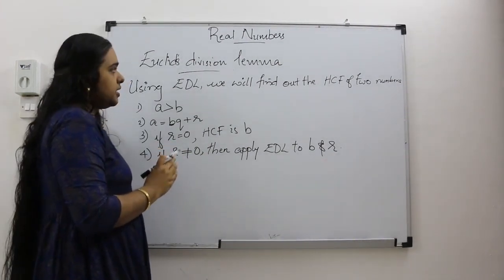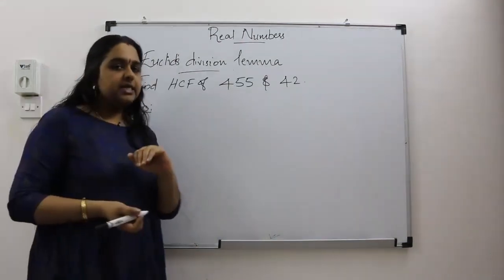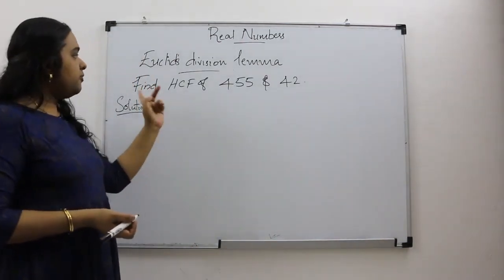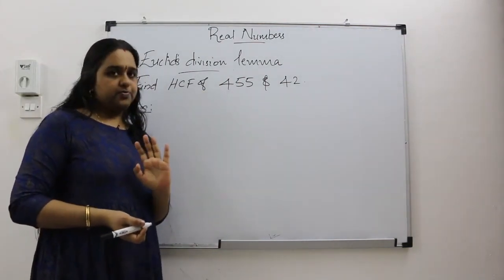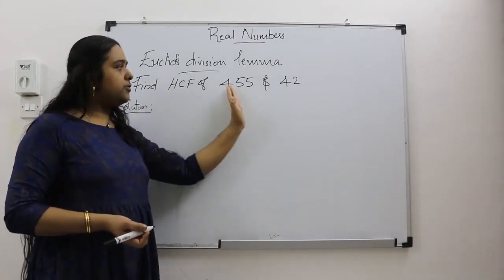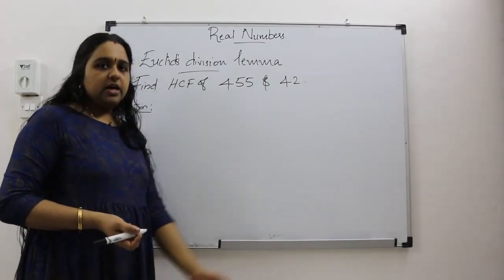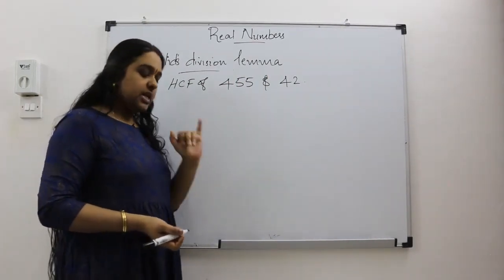Okay, we'll do one problem. Listen children, this is our first problem. Find the HCF of 455 and 42. We'll do it with our Euclid's division lemma.